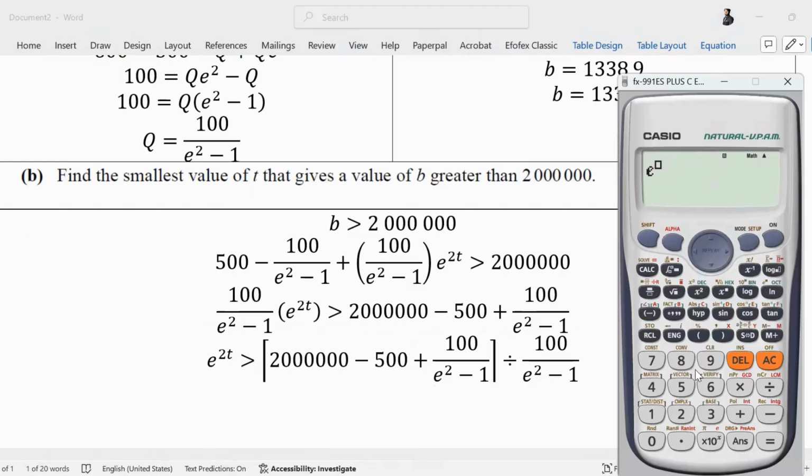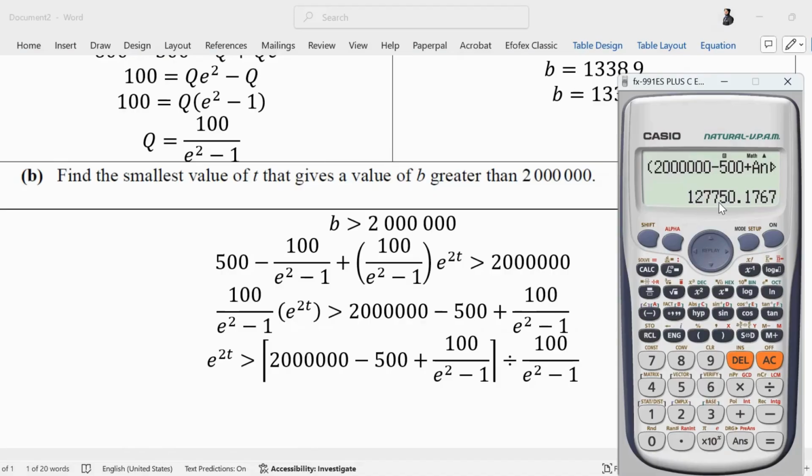What will you do? E squared minus 1. Now, wherever you see this, or we can do another thing. Let's do this. 100 upon e squared minus 1. Now I'll be using this exact value. Then 2 million, that is 2 1 2 3 4 5 6, minus 500. Put it all in a bracket, so that we have 2 million minus 500 plus answer, and then divided by answer.